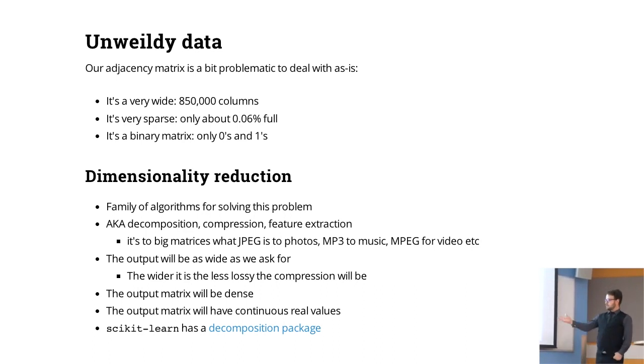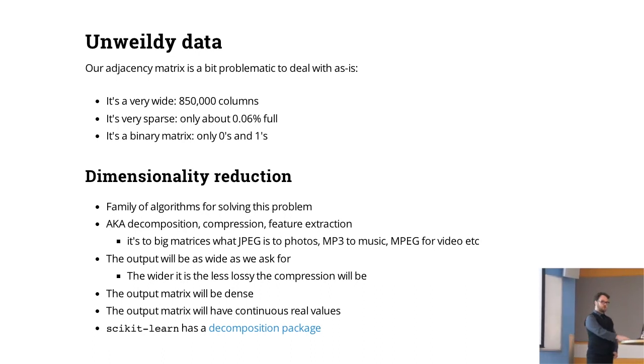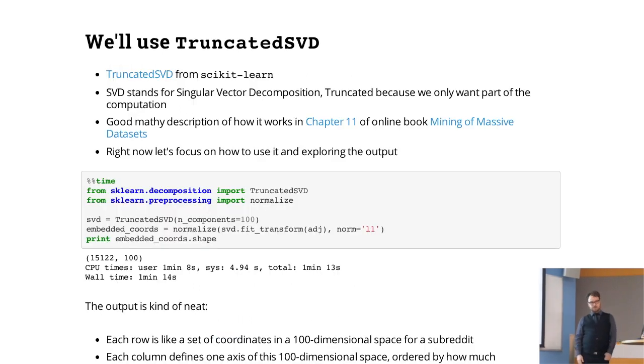So scikit-learn has a decomposition package, which has a few different algorithms in this family. The one I've chosen to use is truncated SVD. Truncated SVD stands for singular value decomposition, which is a particular linear algebra algorithm or decomposition. And truncated, basically, means we're only going to do part of this computation. I'm not sufficiently well-versed to explain to you in detail what the math is, and this is not the right forum, but I've provided a nice link here in the book called Mining of Massive Datasets.